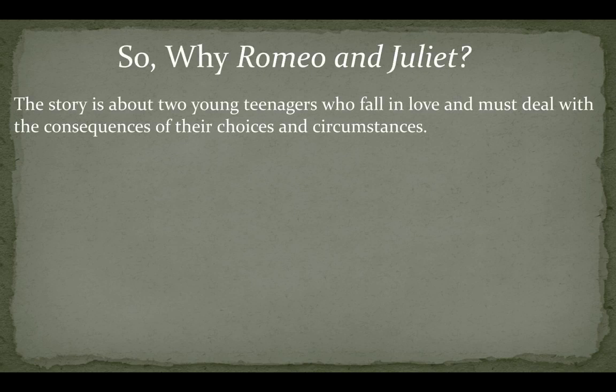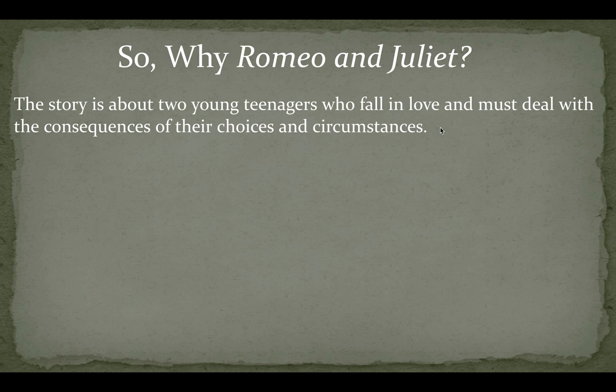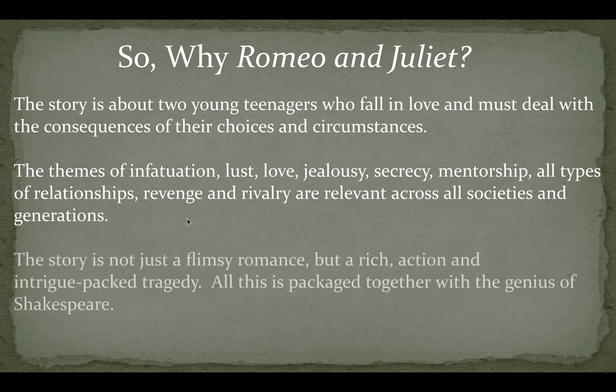So why do we look at Romeo and Juliet? Well, one, it's about two teenagers. So in ninth grade English, it makes sense for us to pick a story that students can relate to. And it's about consequences of choices and circumstances. And that's something that young people are dealing with even to this day. There are themes that we can relate to: infatuation, lust, love, jealousy, secrecy, mentorship, all types of relationships, revenge, rivalry, and these are things that come up all through different societies and generations.